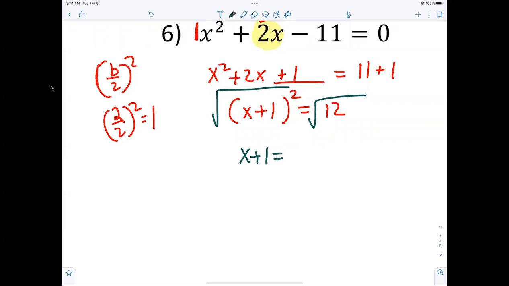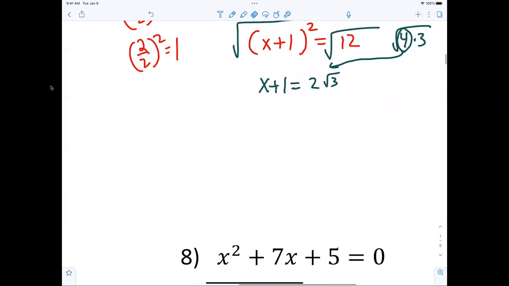x plus 1. Now how does 12 break down? 2 radical 3. For those of you who are wondering, 12 is 4 times 3. The square root of 4 is what? 2. That's why it comes out as a 2 radical 3. Last step is to just move the 1 over. So x equals negative 1 plus or minus 2 radical 3.